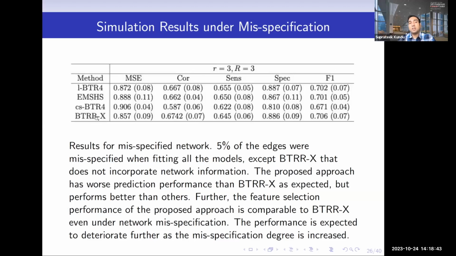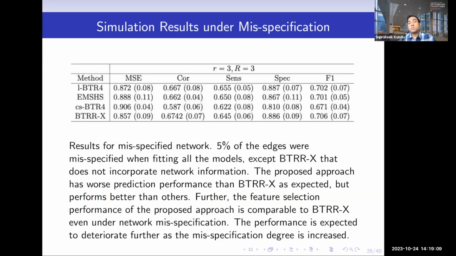So this is the BTRRX method, right? That really doesn't incorporate the network information. So obviously we expect that method to do well now, because all these other methods have wrong or misspecified network information. So we see that this method starts to suffer, but it suffers less than the other methods that incorporate the gene network information in terms of prediction.